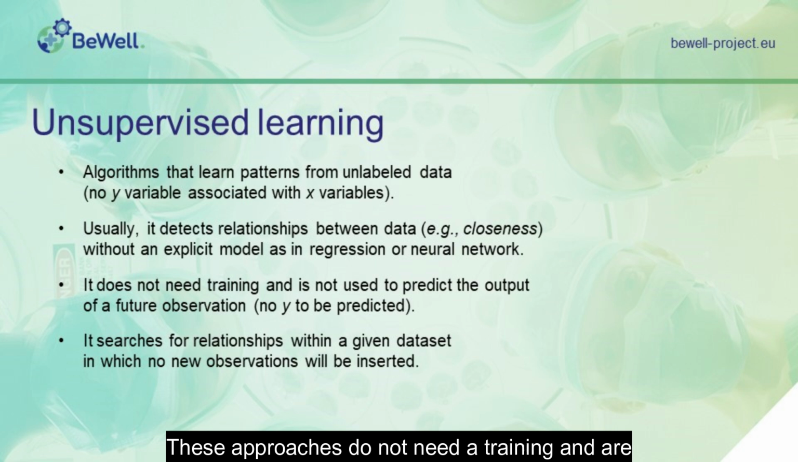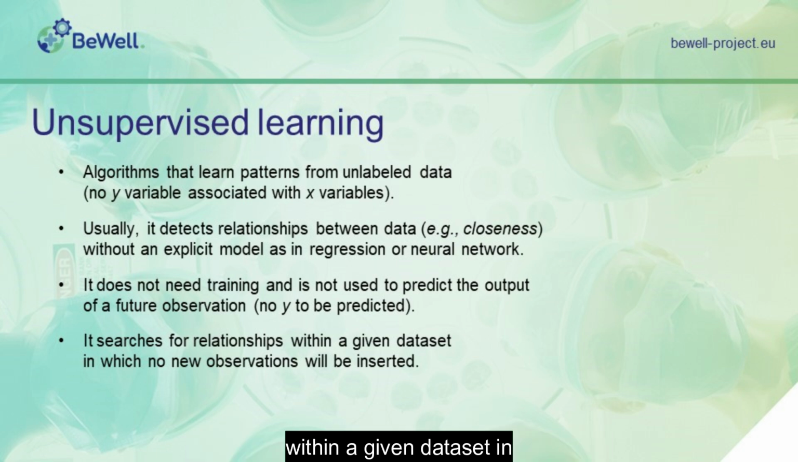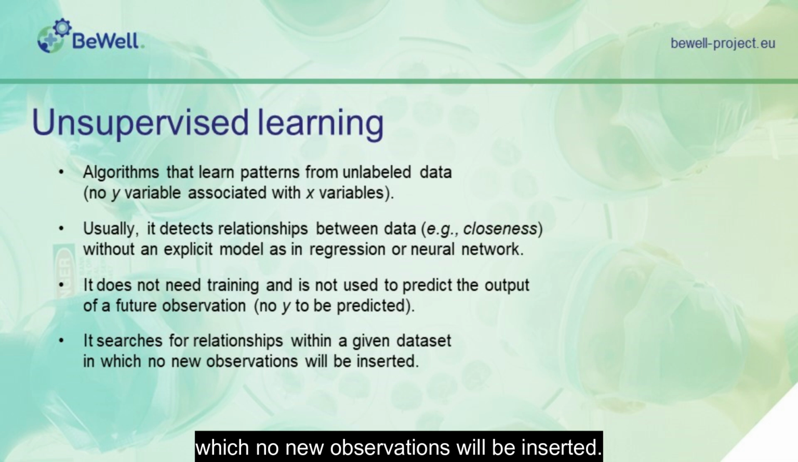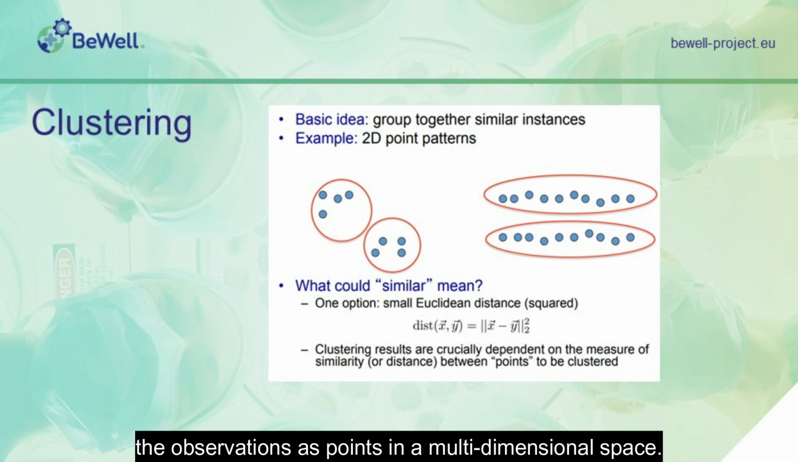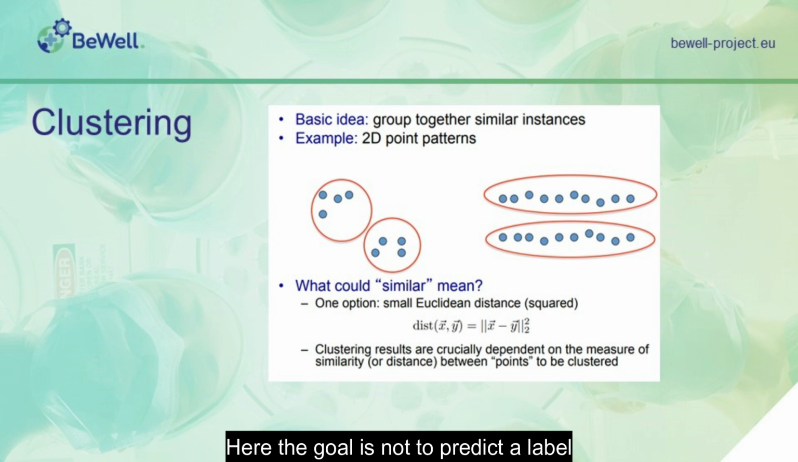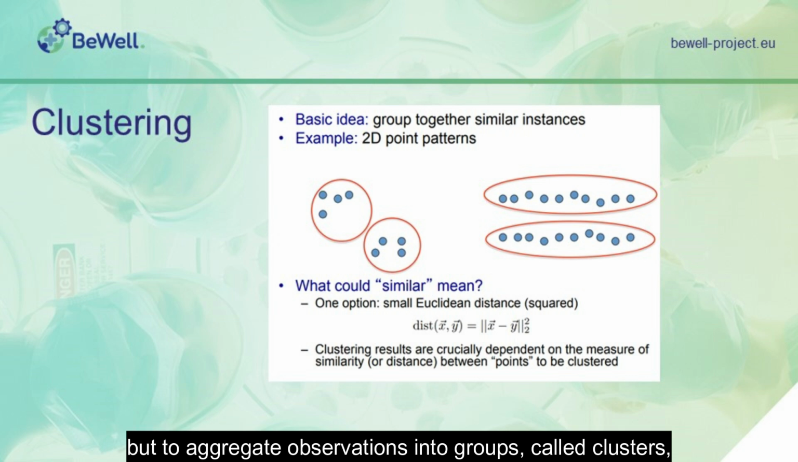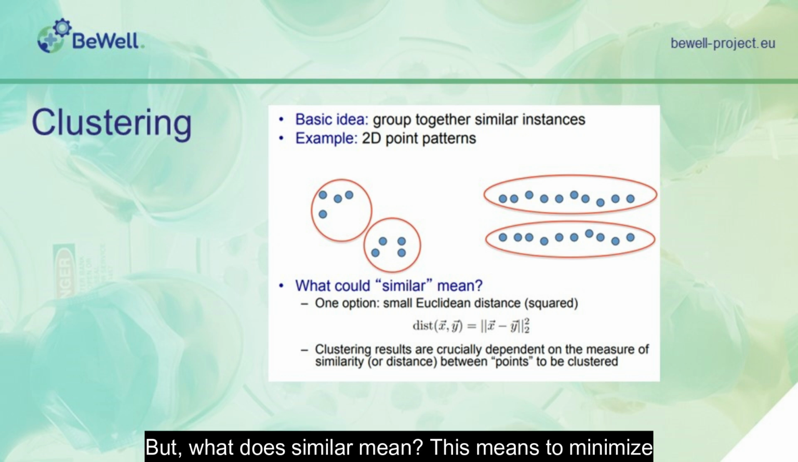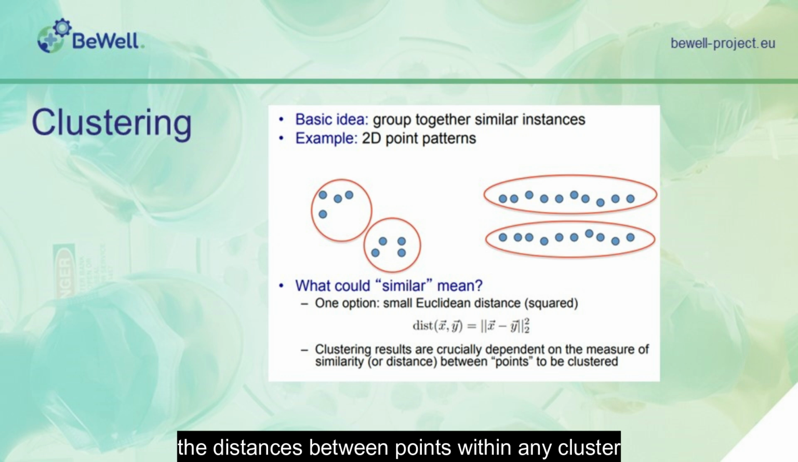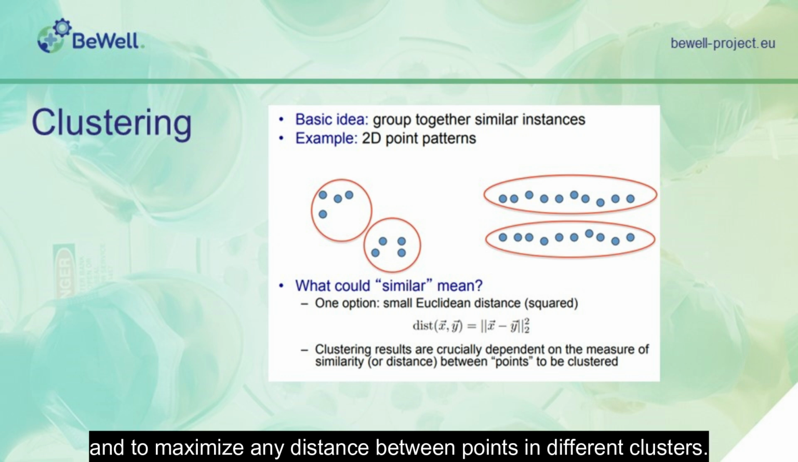These approaches do not need a training and are not used to predict the output of a future observation. On the contrary, they search for relationships within a given dataset in which no new observations will be inserted. Let us consider, as in the KNN, the observations as points in a multidimensional space. Here the goal is not to predict a label but to aggregate observations into groups, called clusters, where points within each cluster are similar. But what does similar mean? This means to minimize the distances between points within any cluster and to maximize any distance between points in different clusters.